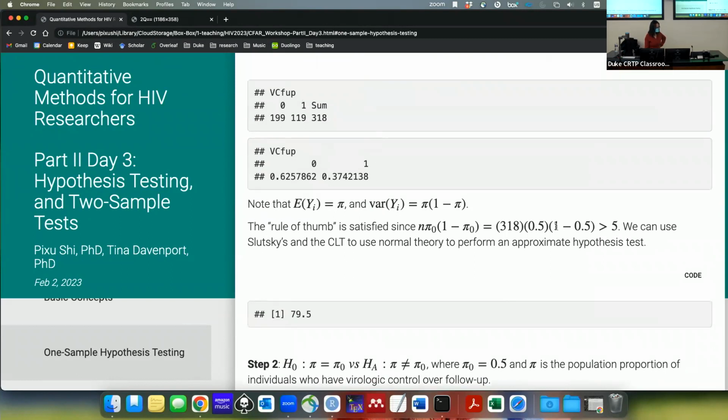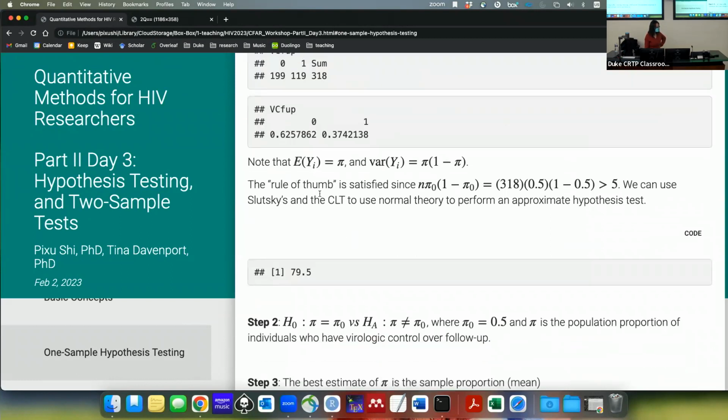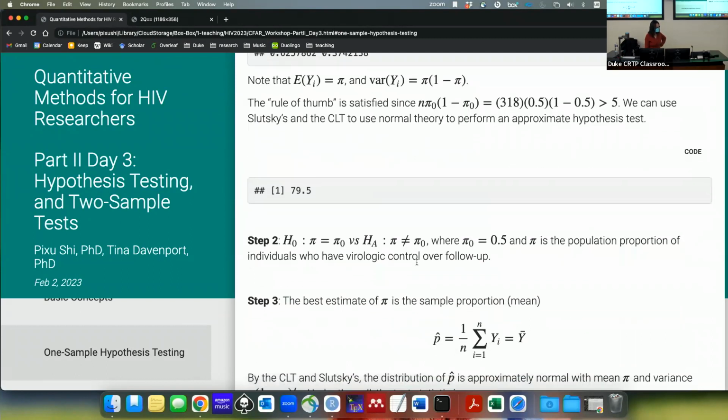So here I have checked the data. The sample size is large enough. Its distribution is clear. And in the second step, we formulate the research question into null versus the alternative. The null is going to be 0.5 because we want to see if the proportion of individuals who have viral load control is more than or less than the proportion of patients who do not have viral load under control.